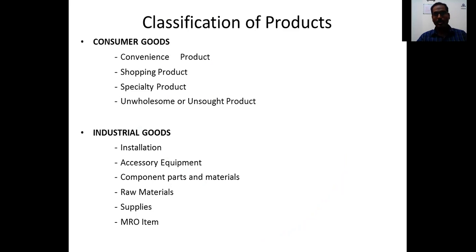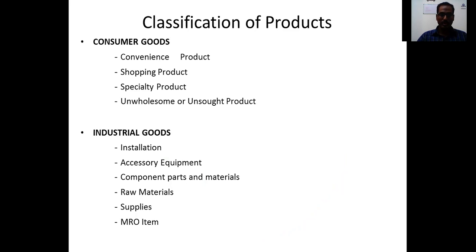Okay, now we go to the classification of products. So we know a product: what is a product? A bundle of attributes and benefits that is going to fulfill the needs and wants of the customers, or satisfy the target customer's needs and wants. Now, how can the business classify the products? Products are generally classified under two categories. One is a consumer good, the second one is an industrial good.